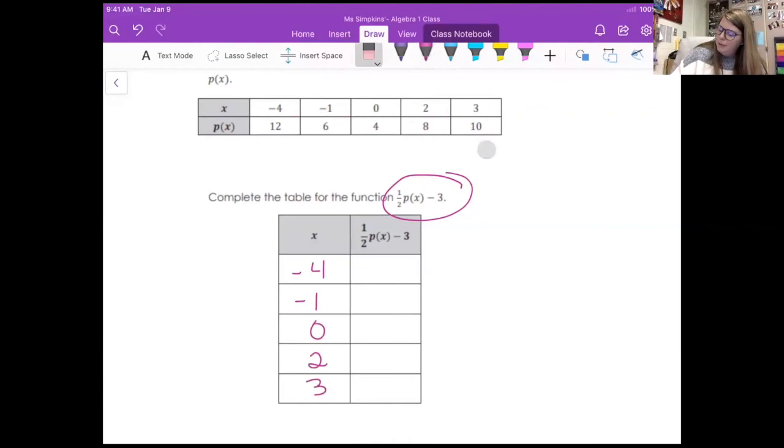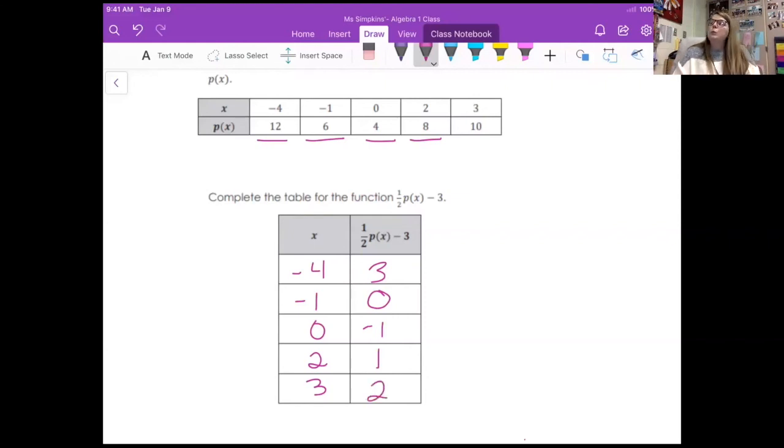But all of my outputs, all of my dependent variables, all of my y's, we're going to multiply by a half and subtract 3. So 12 times a half is 6. 6 minus 3, my new output would be 3. For 6, half of 6 is 3. 3 minus 3 would give me an output of 0. For 4, half of 4 is 2. Minus 3 would give me an output of -1. For 8, half of 8 is 4. 4 minus 3 would give me an output of 1. And then 10, half of 10 is 5. And 5 minus 3 would leave me with an output of 2.